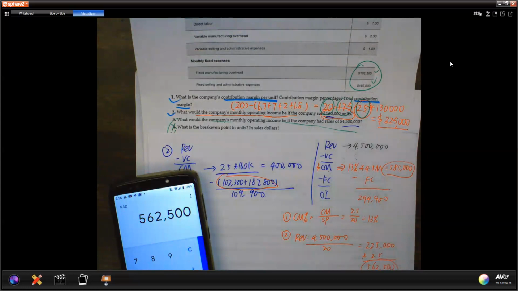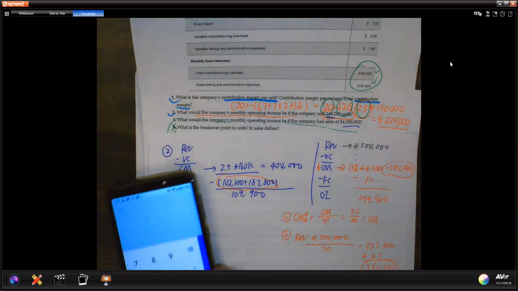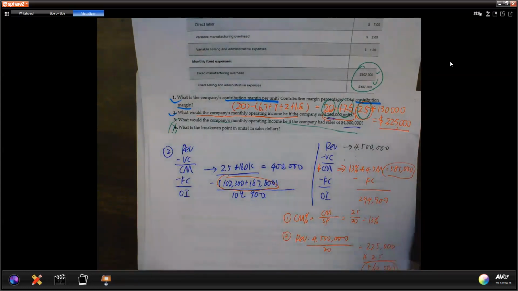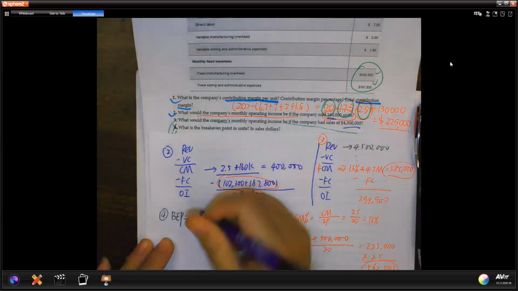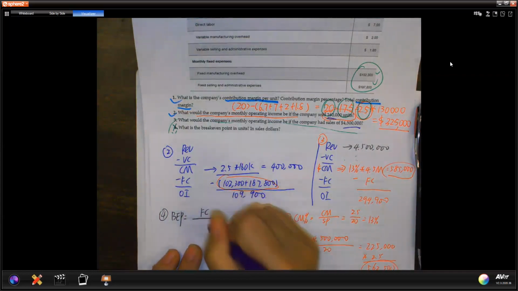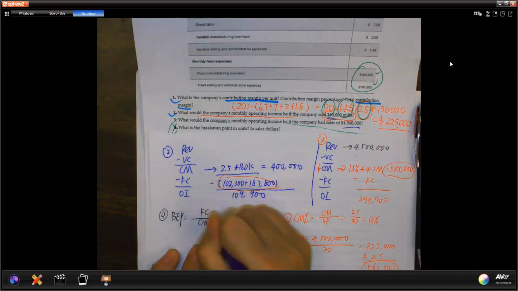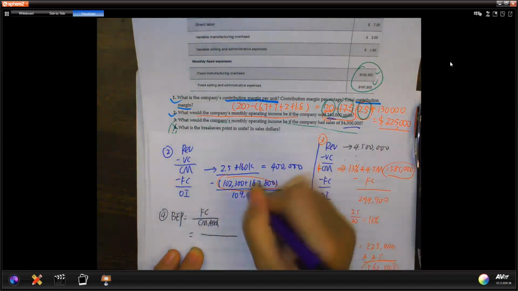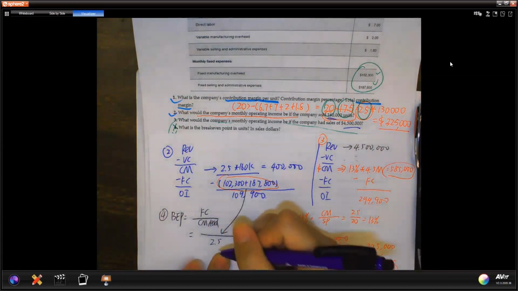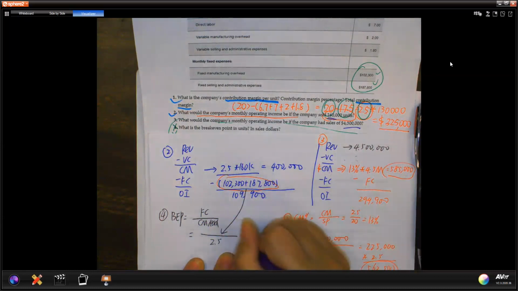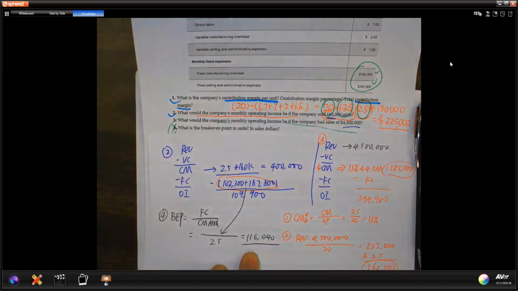Okay, so next one. What is the break-even point? So this is question 3, and then question 4 asks about the break-even point. The break-even point is straightforward, right? Fixed cost divided by our contribution margin for each. You have to add those two fixed costs and then divide by 2.5. So that gives you 116 thousand units.